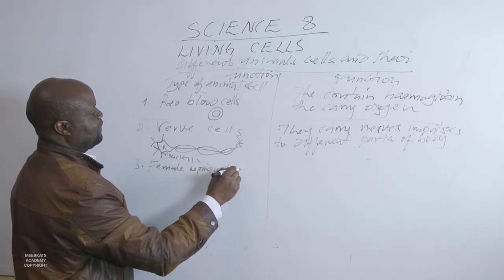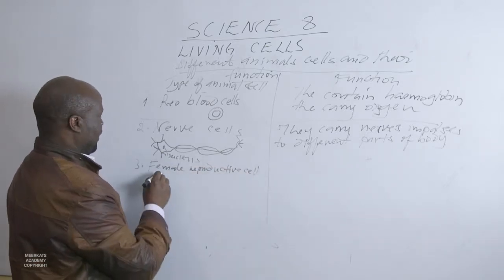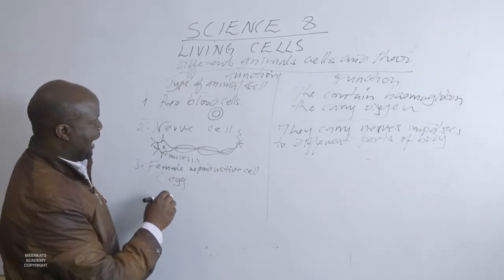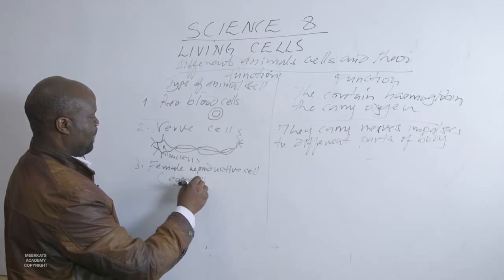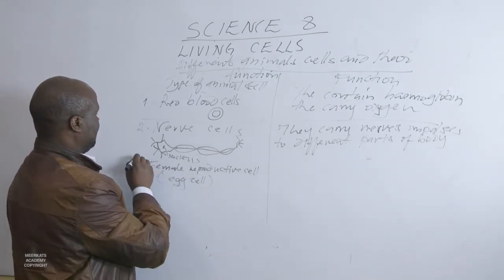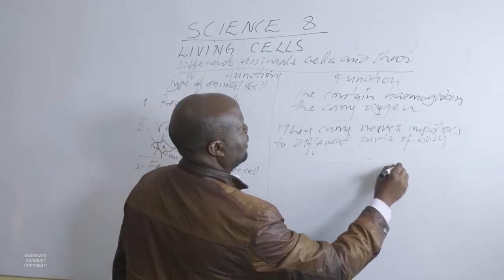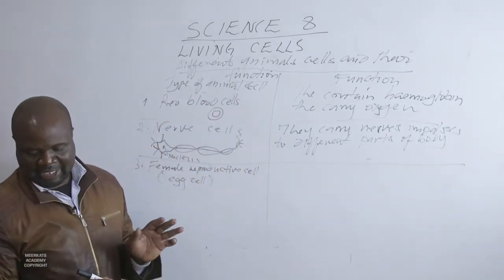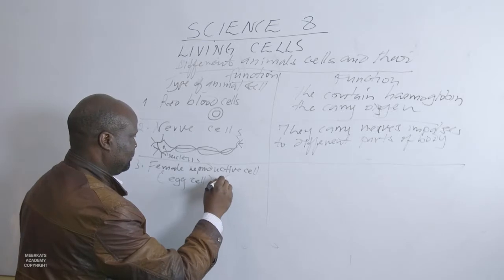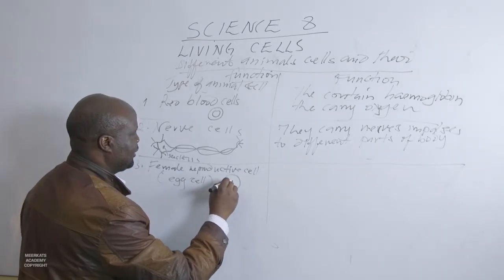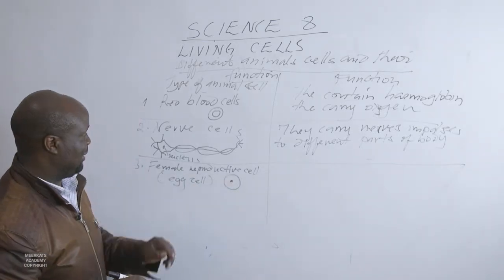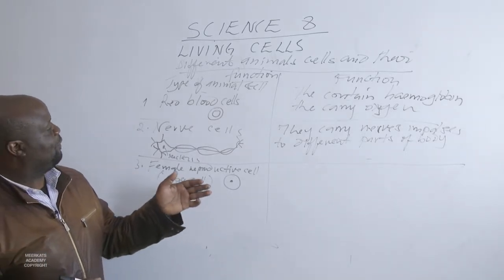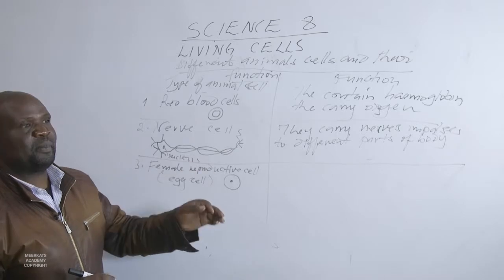Female reproductive cell is also called egg cell. You can put that in bracket. So how does an egg cell look like? Just looks like an egg. That's an egg cell. Then what is the function of a female reproductive cell?